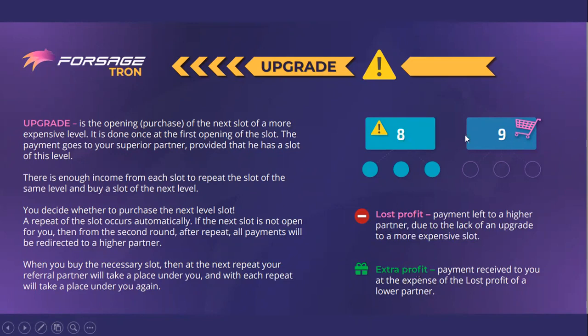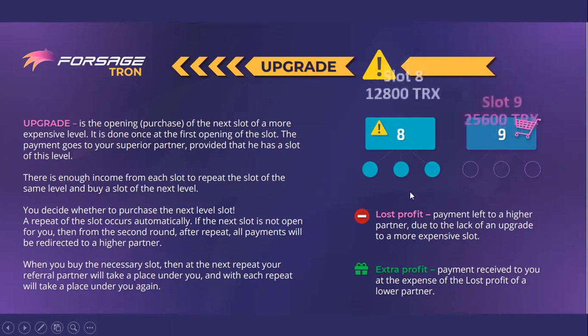You need to upgrade to the next slot once you have this sign, or even before if you can, right? So it says here, the upgrade: there is enough income from each slot to repeat the slot of the same level and buy the slot of the next level.